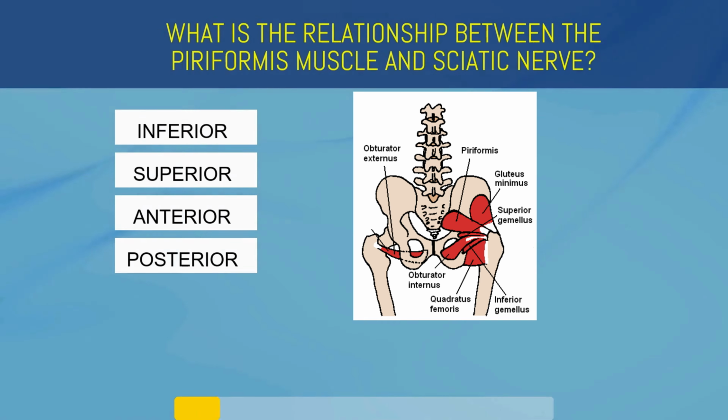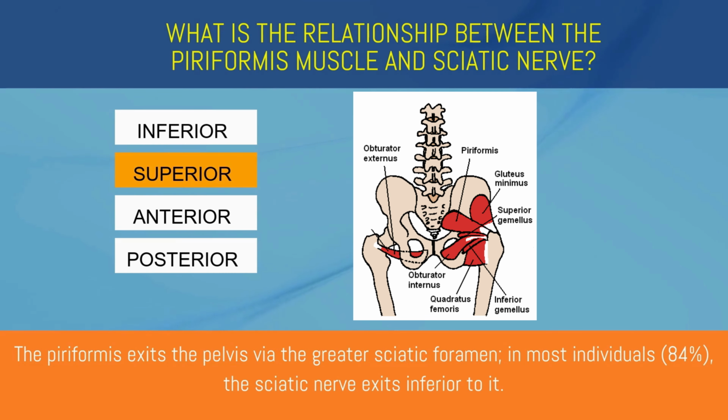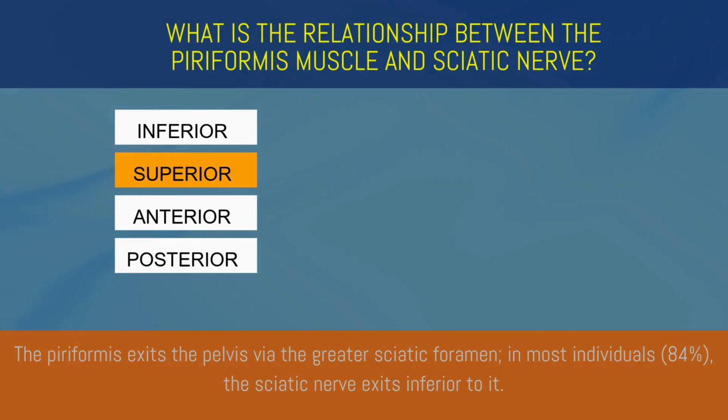What is the relationship between the piriformis muscle and sciatic nerve? Inferior, superior, anterior, or posterior? Superior. The piriformis exits the pelvis via the greater sciatic foramen. In most individuals, the sciatic nerve exits inferior to it.